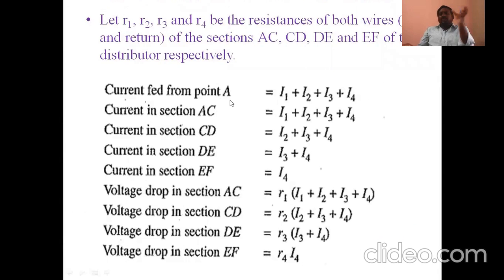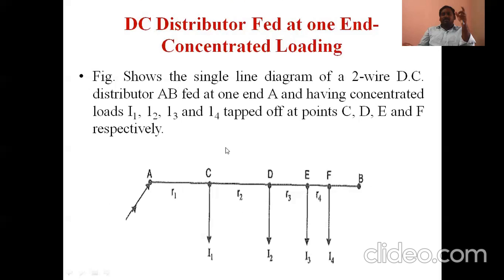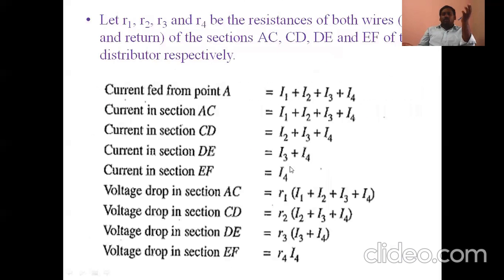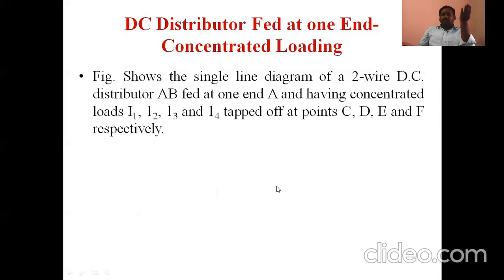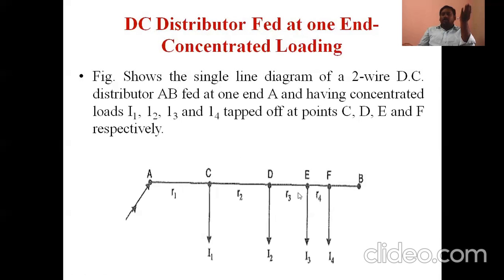The current fed from point A is I1 plus I2 plus I3 plus I4, as we discussed. The current in section AC is the same, I1 plus I2 plus I3 plus I4. The current in section CD is I2 plus I3 plus I4. The current in section DE is I3 plus I4.